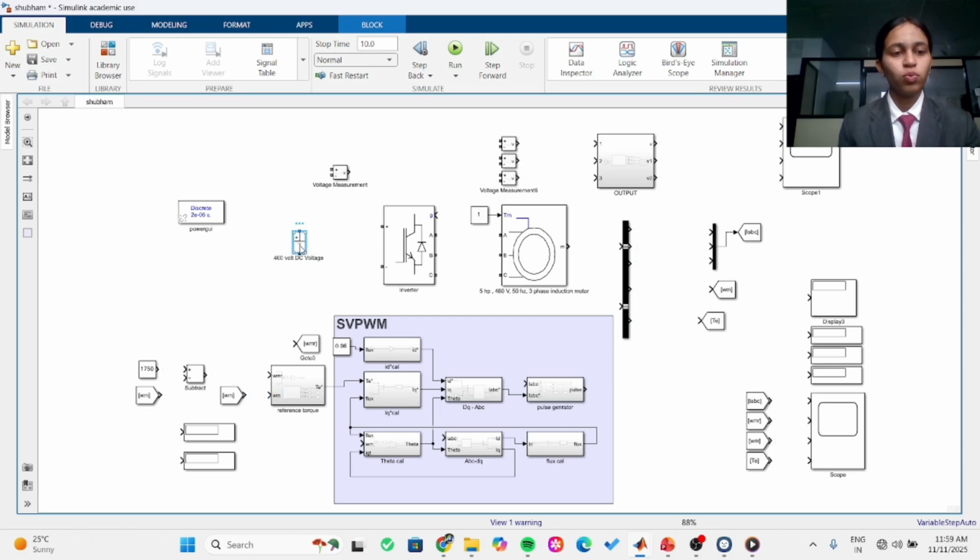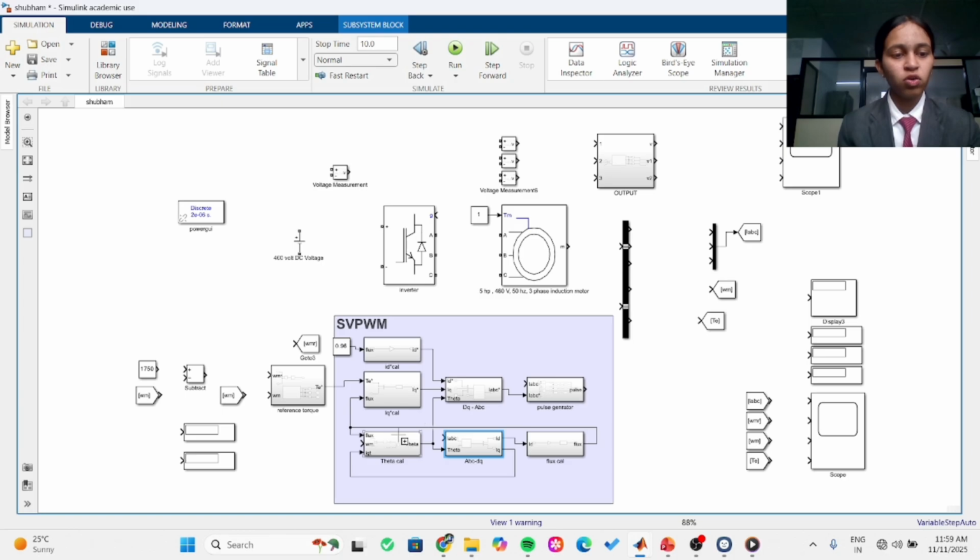This simulation uses different components. The DC voltage source provides the DC bus voltage to the inverter. The inverter converts DC voltage to three-phase AC voltage to drive the induction motor. The SPWM block generates PWM gate pulses to reduce the harmonics and maximize DC bus utilization. The ABC to DQ converter converts three-phase current into DQ axis current. The DQ to ABC converter converts DQ axis voltage back to three-phase voltage for the inverter input.